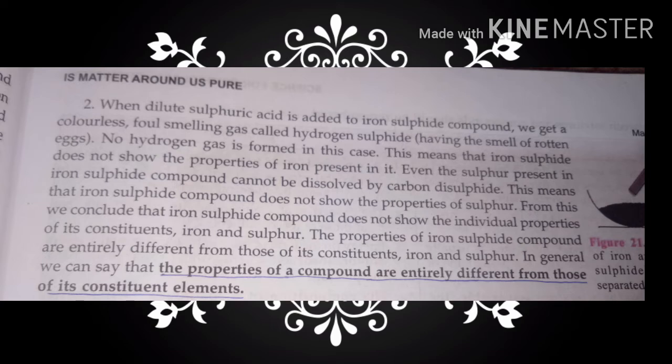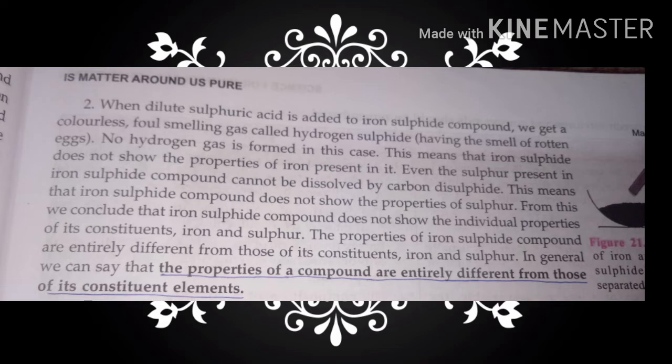The second property is that the properties of a compound are entirely different from those of its constituent elements. For example, when dilute sulfuric acid is added to the iron sulfide compound, we get a colorless, foul-smelling gas called hydrogen sulfide. Here no hydrogen gas is formed. This means iron sulfide does not show the property of the iron present in it.